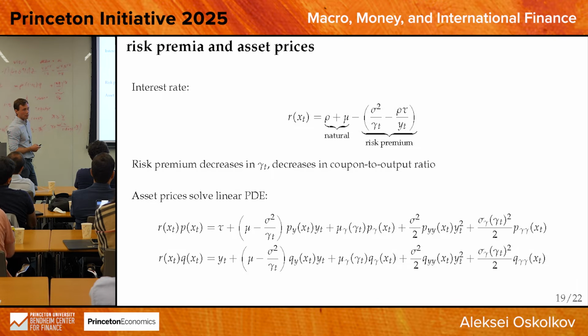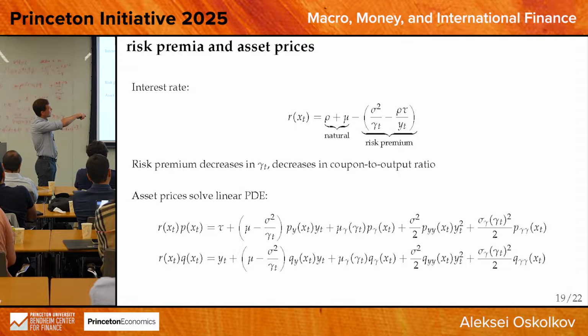What is the interest rate equal to in this economy? There's again this natural interest rate part that comes from the time discounting and the growth of the economy, and then there's the risk premium. The risk premium depends on how risk tolerant the agent is. The risk premium decreases in gamma. If gamma goes up, you're more risk tolerant on aggregate. There's going to be less risk aversion in the market.